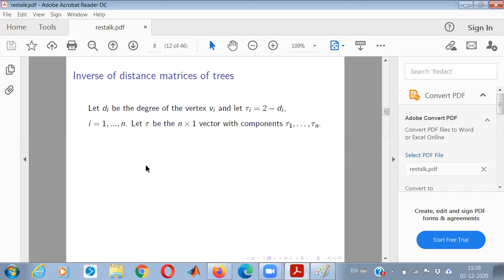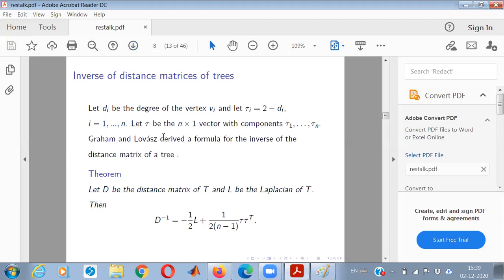The inverse of the distance matrix is also well known. A formula is there for the inverse, and the Laplacian matrix comes into the picture, which is again somewhat not obvious why it comes. Graham and Lovász first gave a formula, and many others followed, giving independent proofs or independent discovery of the same result. So let's take the distance matrix of a tree with Laplacian L.